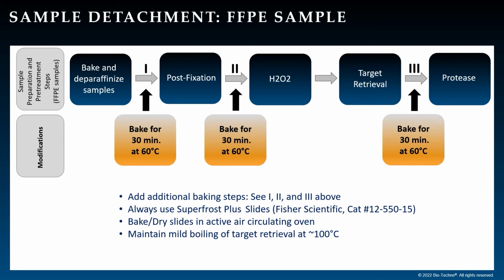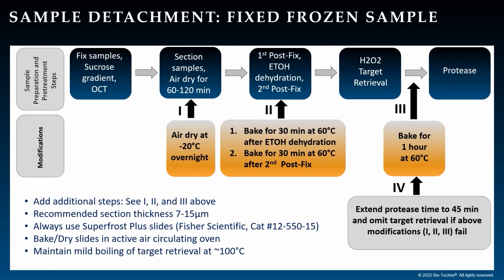In addition, ensure that you maintain a mild boiling of the target retrieval reagent to avoid bubbles getting trapped between the tissues and the slides. For sample detachment issues with fixed frozen tissues, we recommend drying the slides at -20 degrees Celsius overnight after cryosectioning, and adding a baking step after both postfixations for 30 minutes at 60 degrees Celsius. We have found that the majority of sample detachment happens after the target retrieval step, and so we recommend adding an additional baking step for 1 hour at 60 degrees Celsius before the protease step.